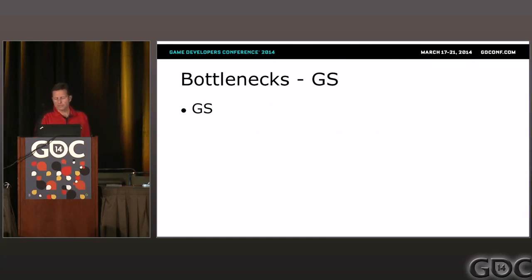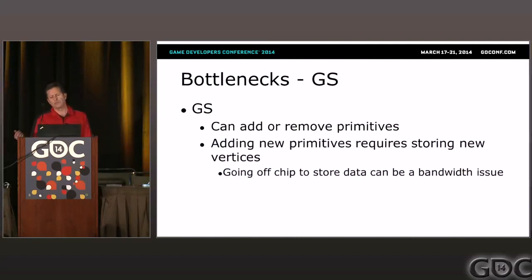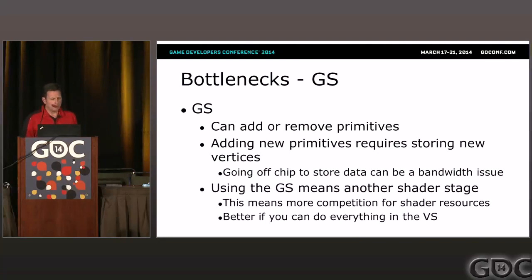For the geometry shader, it has some nice features. It can add and remove primitives. However, adding new primitives can require storing new vertices. With a lot of data amplification, it could mean going off chip, and this is going from a fast on-chip memory to much slower off-chip memory, so it becomes a bandwidth issue.